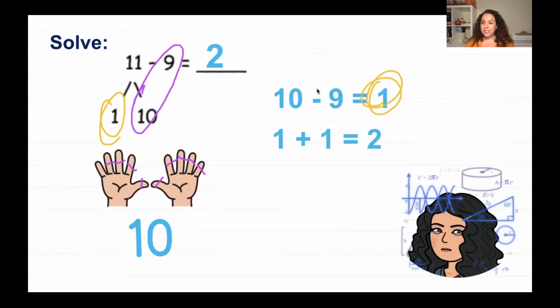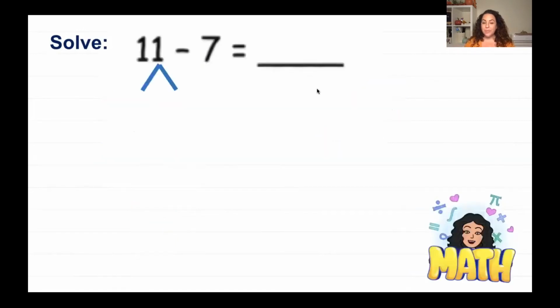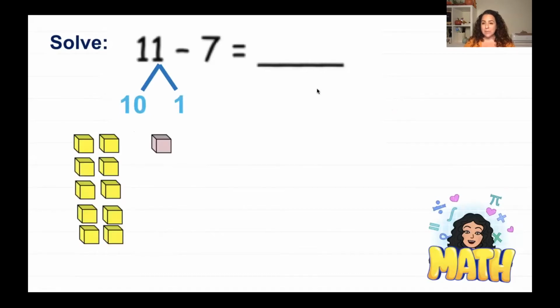Let's go ahead and try some other numbers. 11 take away 7. You can see that I'm going to decompose that. So when I decompose this 11, it is a 1 and a 10. So this is what it looks like with pictures. You can see my yellow, I have 10 yellow, and then I have 1 pink. It's 11. 10 and 1 equal 11, but I'm going to go ahead and break it apart.